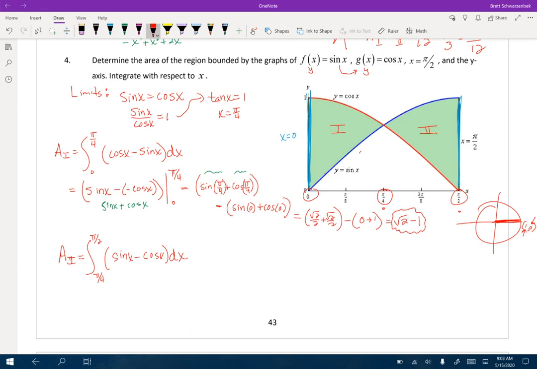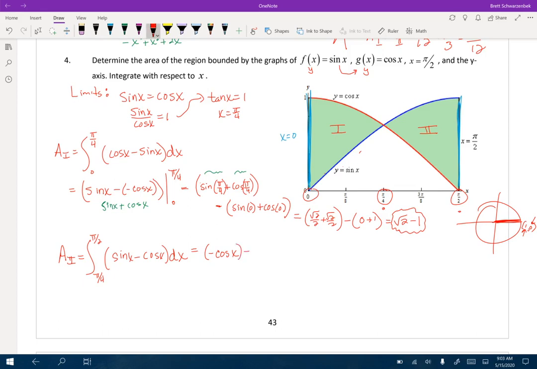What about region 2? We are integrating but not the same equation. It's an alteration of it. What does that look like? Well, the antiderivative of sine is negative cosine. And the... hold on a second.